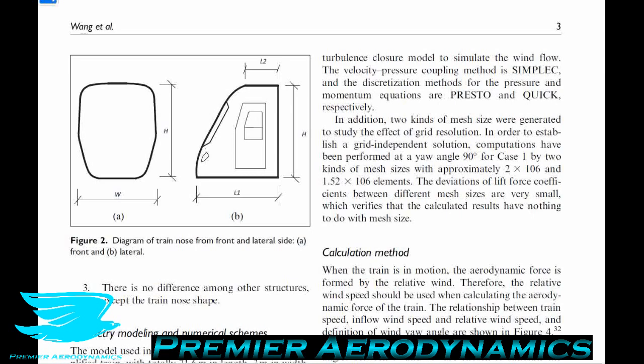So another interesting thing to note is that this mesh independent study was performed at a wind yaw angle of 90 degrees. That means that the wind was coming directly from the side, and I'm not sure why this configuration was chosen as the mesh independence configuration, but it's interesting. It might just be because it was the most extreme.